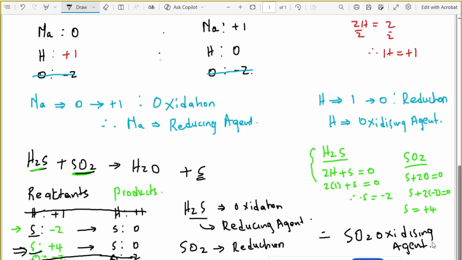I guess the half-cell reactions we will start in our upcoming lesson. For now, let's stop on this part. Then in the upcoming lessons, we'll talk about the half-cell reactions. So we'll take this step by step.